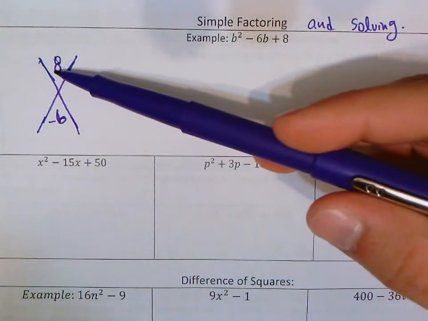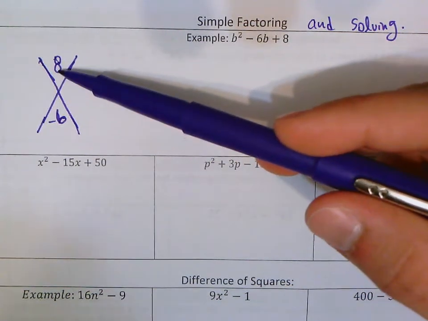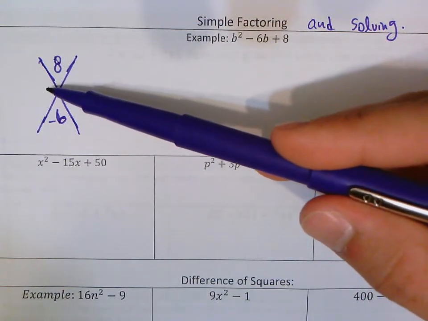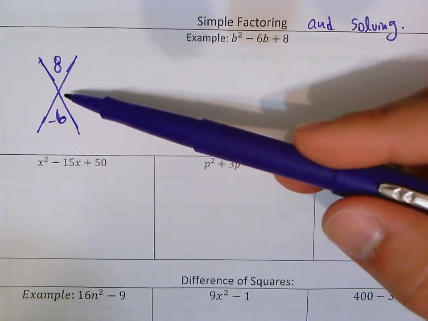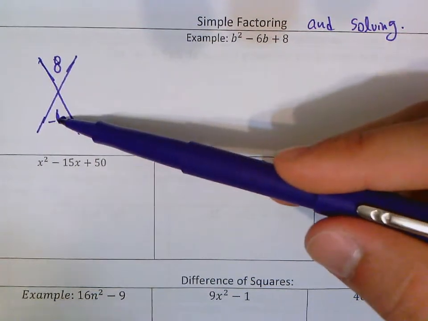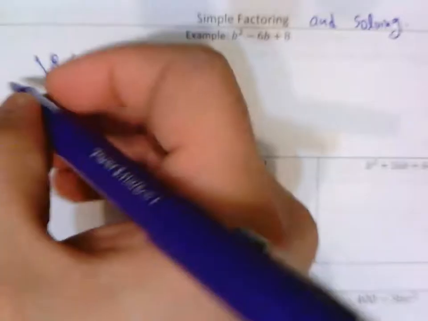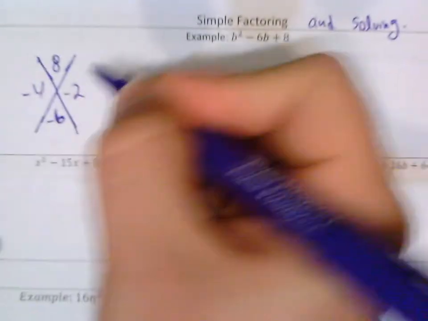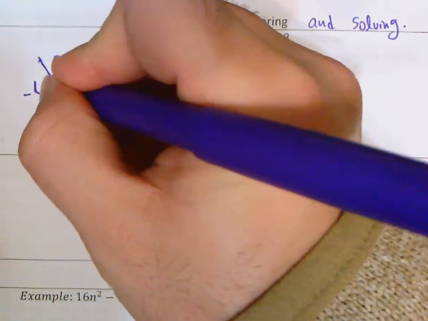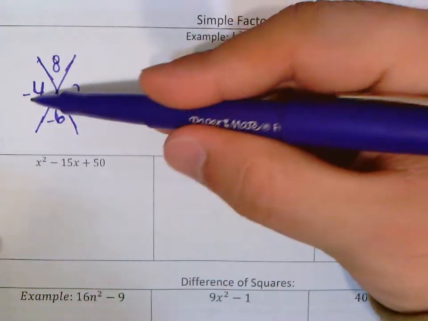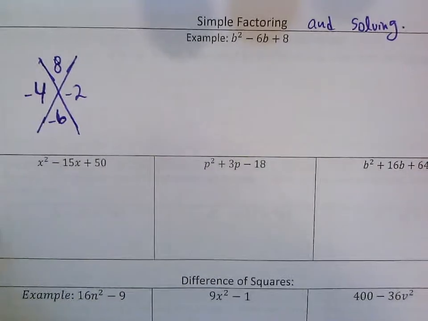Now notice that I have a positive number here, so I can get positive 8 by either multiplying a positive times a positive or a negative times a negative. Well, if I add a positive and a positive, I will never get a -6. So if you think about these two numbers for a little bit, you will figure out that -4 and -2, when you multiply them, give you 8, but when you add them, give you -6.